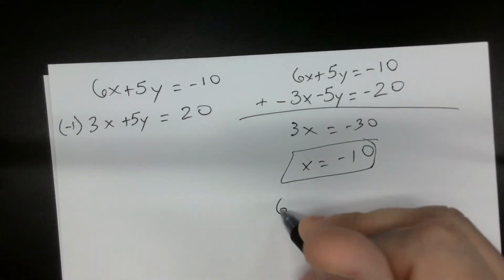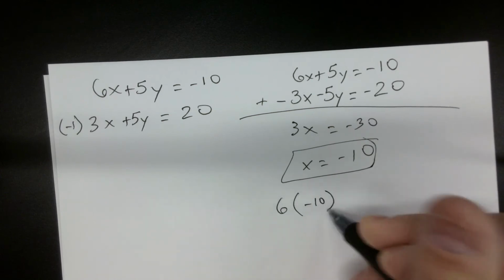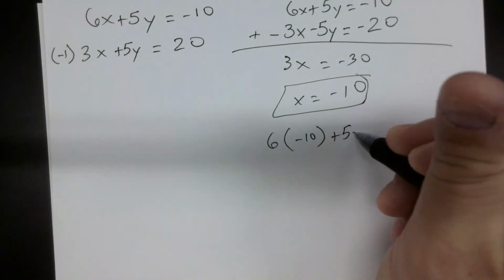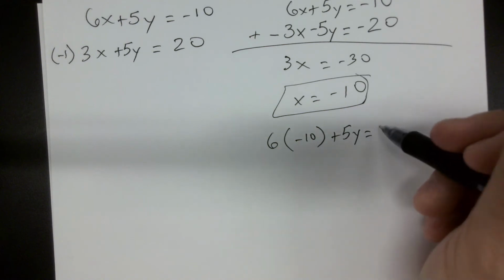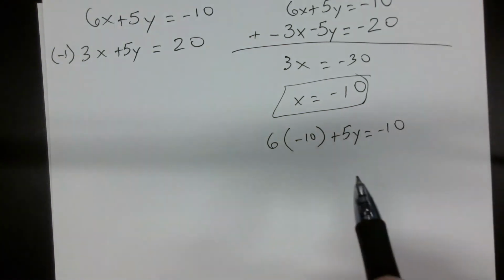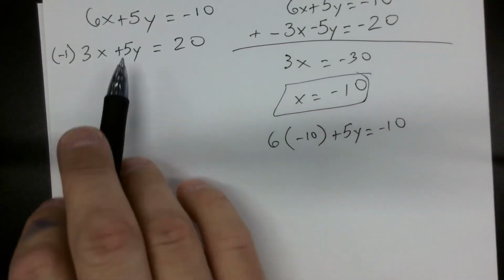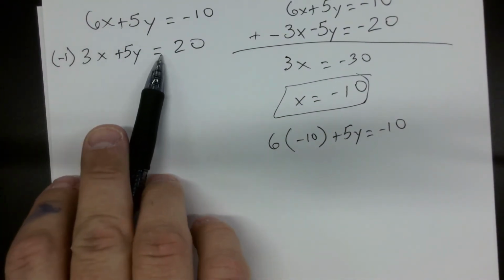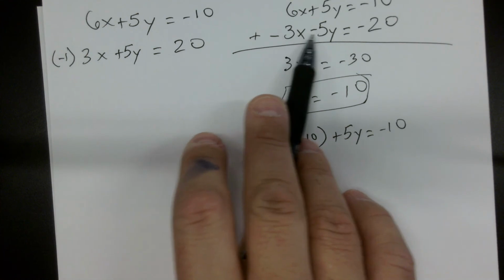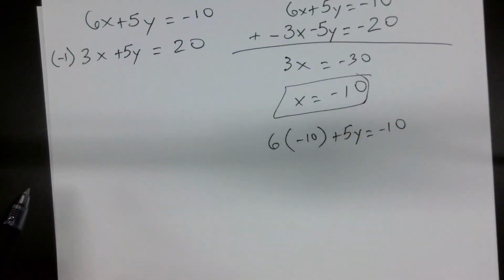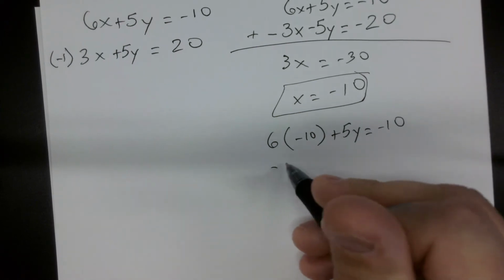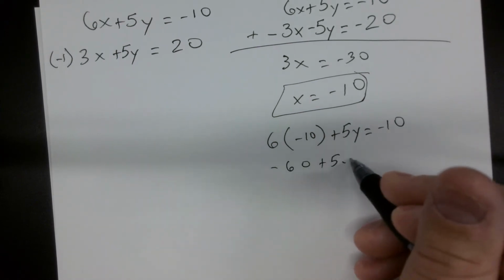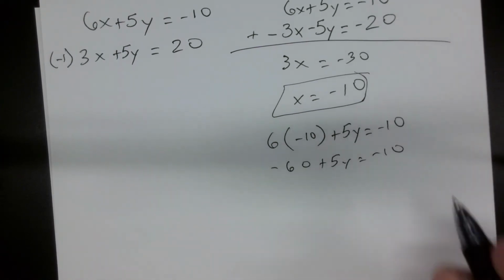We can plug it back in. 6 times the negative 10 plus 5y equals negative 10. So we can plug it into this one, we can plug it into this one, and if you want to, you could even plug it into the new one you created, and it still would work. So there are 3 different equations you can plug it into. Kind of cool. All right, so we have negative 60 plus 5y equals negative 10.